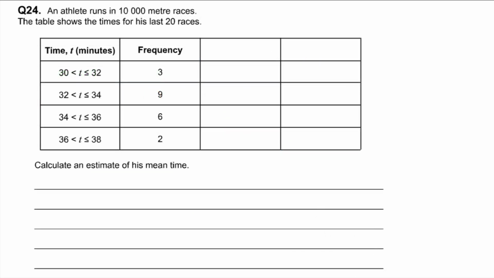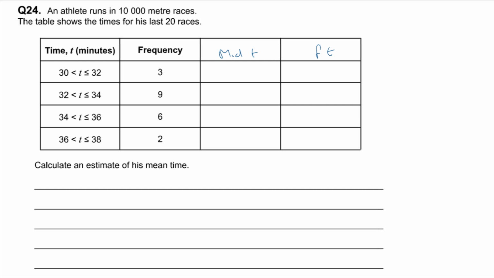Question 24. An athlete runs in 10,000 meter races. The table shows the times for his last 20 races. So I've got time in T minutes. Some races he ran 30 to 32, then 32 to 34, 34 to 36, 36 to 38 on various frequencies. We need to calculate an estimate of his mean time. Okay, so going to do the same thing as the last question. I'm going to find the mid values first, so mid T, and then we're going to do FT, frequency times the mid T.